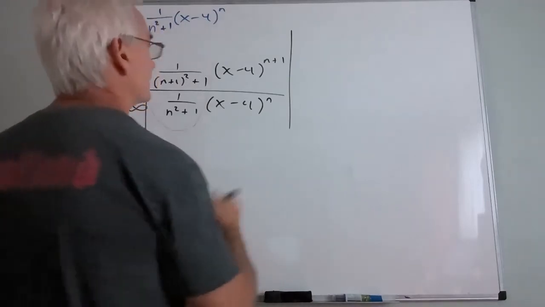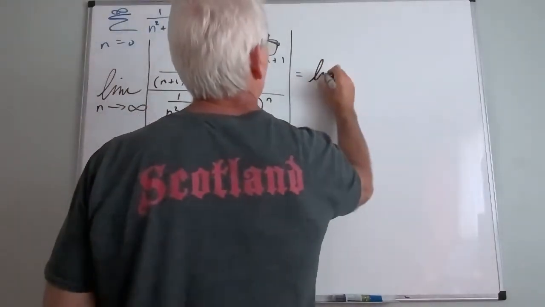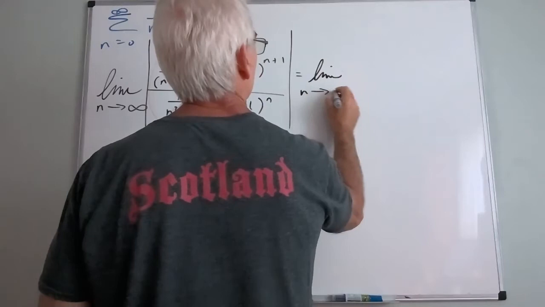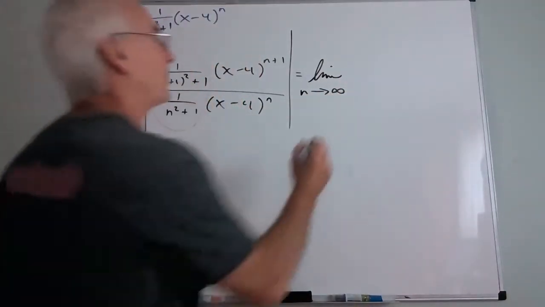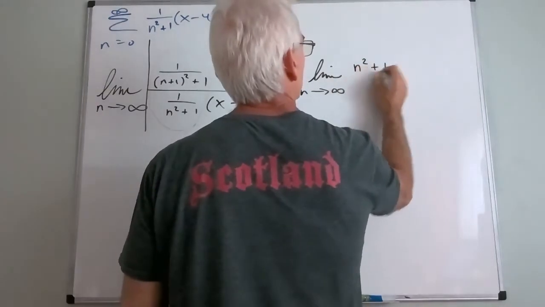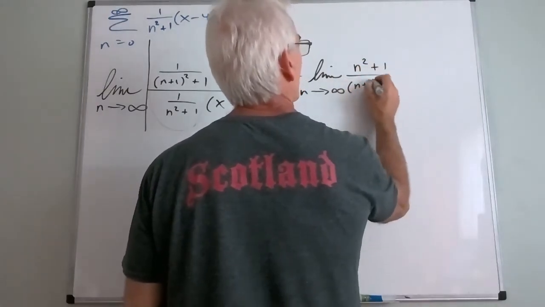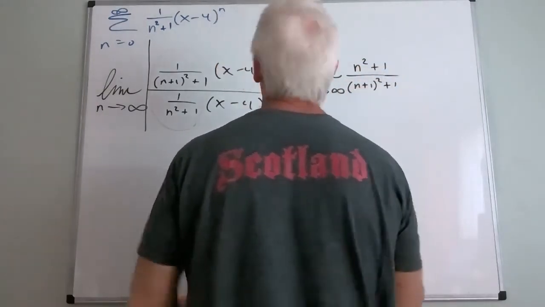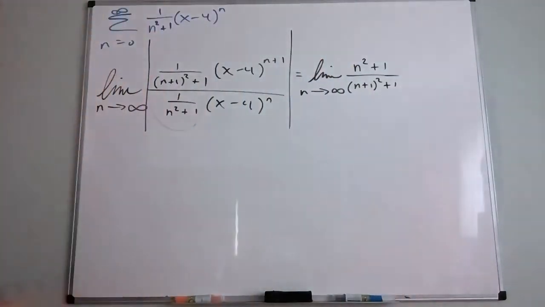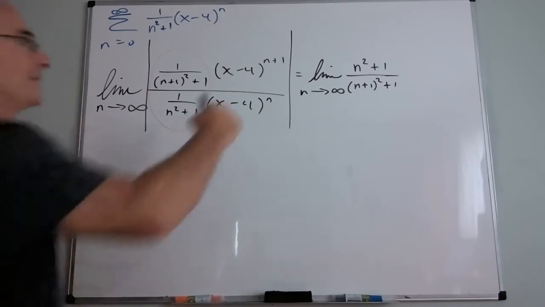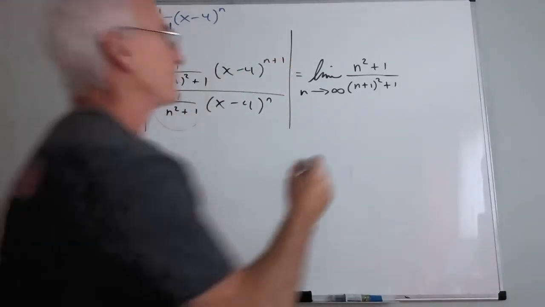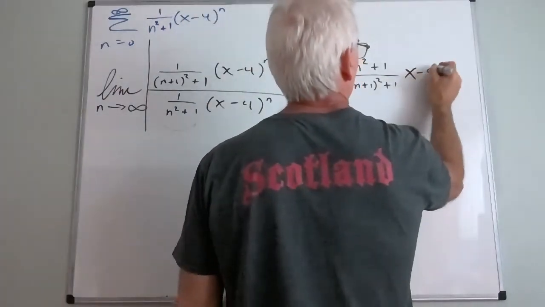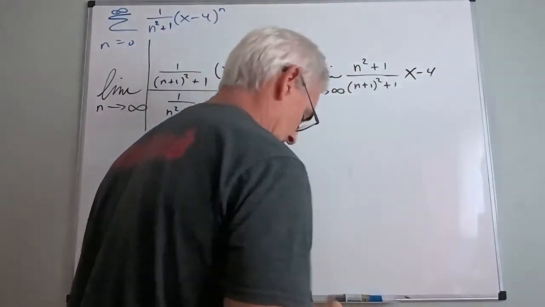So now when I reduce this quantity here, I want to rewrite it in its simplest form. So the n squared plus 1 should go on top, obviously. And on the bottom, I'd have (n plus 1) squared plus 1. And then I also have how many x minus 4s left over? Just 1.